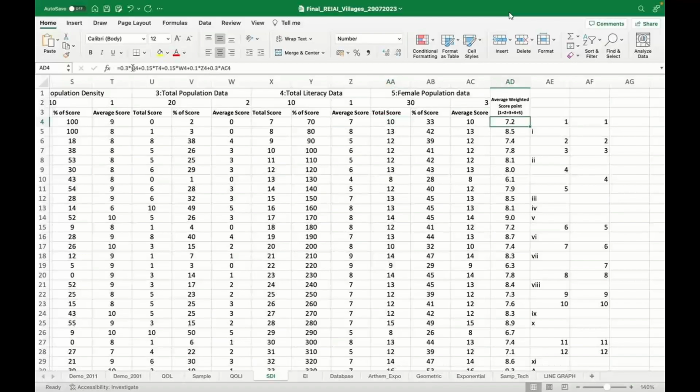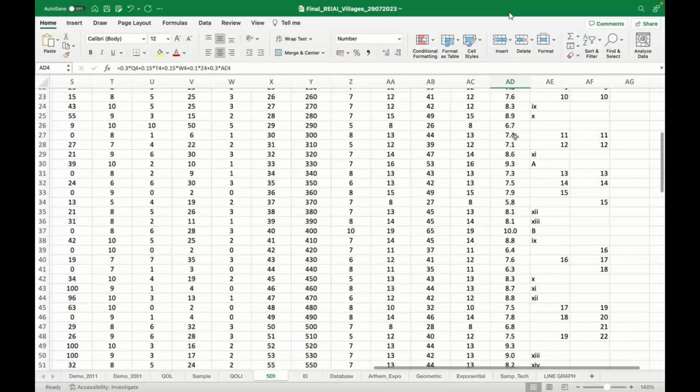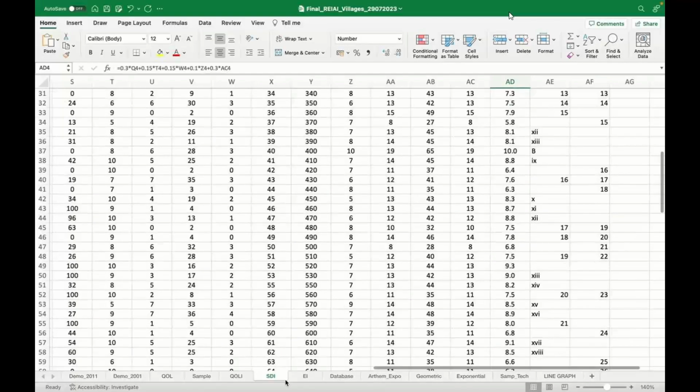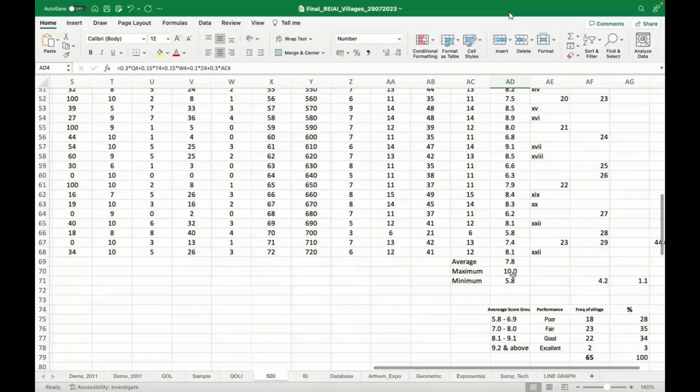For female, the first population density 0.30. Female data 30, then density 15, 15, 15. These are the weightage I have given to this group score and calculated the average weighted score of each village for doing the socio-demographic. Again, calculate the average, maximum, minimum.